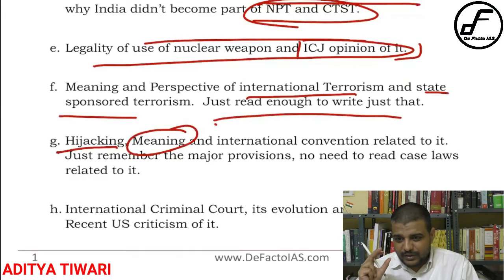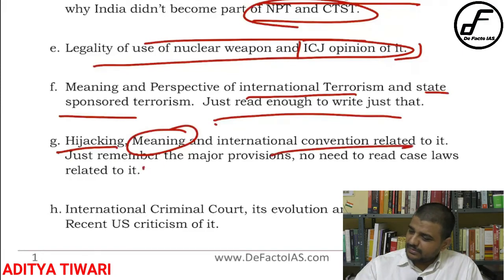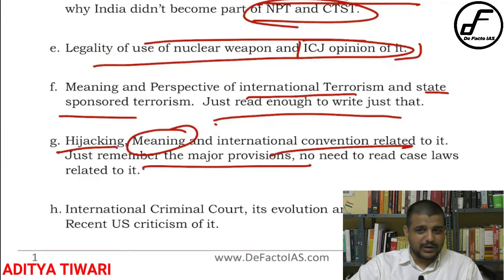What is the meaning of control? That is very relevant here. How do you identify control? The meaning of control is very relevant here. Similarly, the conventions related to it. Just remember the major provisions, nothing more than that is required. This is the convention and these are the 5 major provisions. That's it. Nothing else is required apart from that.